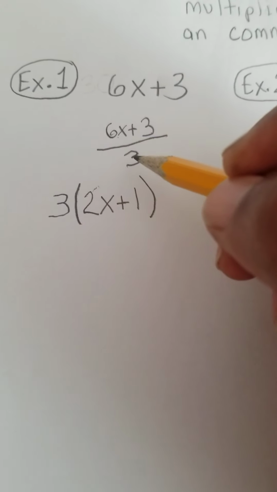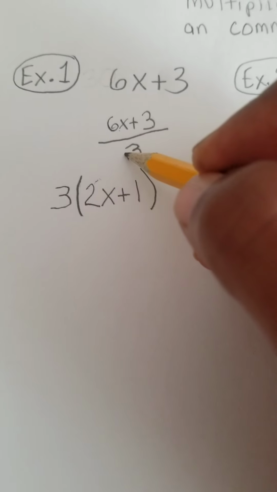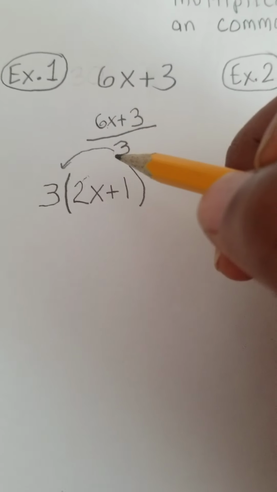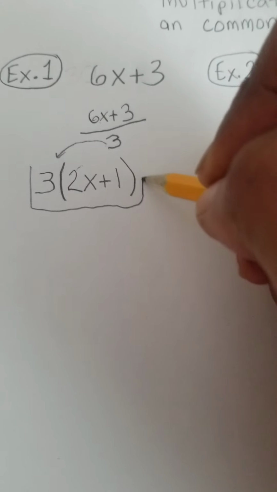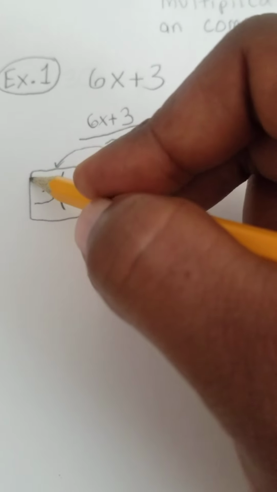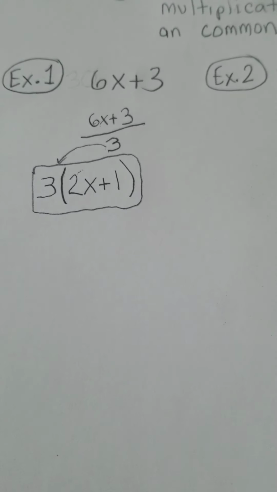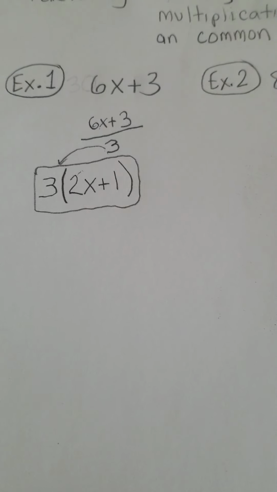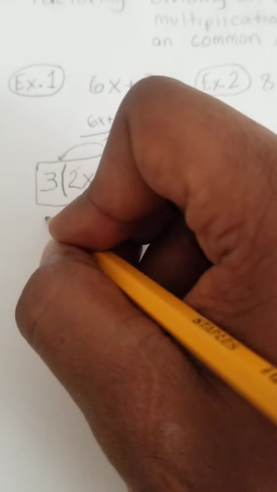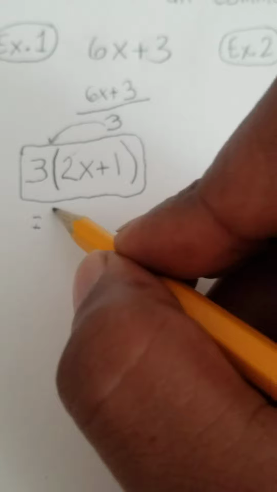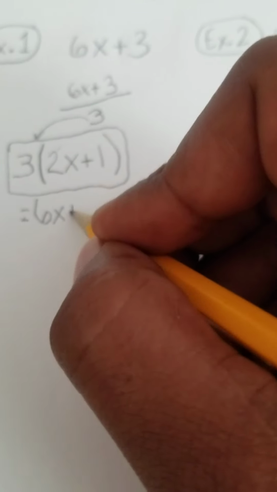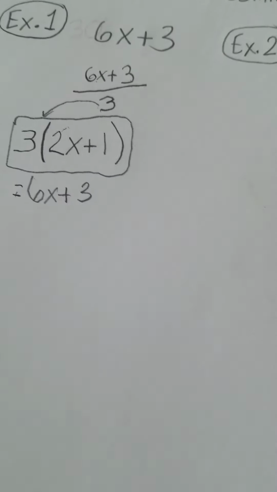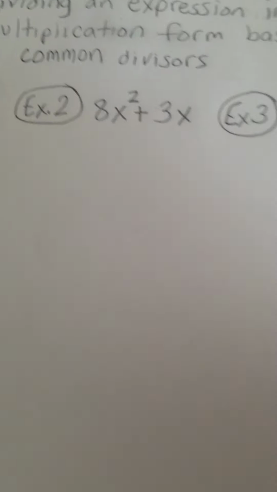So I divided both of those terms by 3, which means I factored 3 out, opposite of distributive property. So there is our factored form. And like I said in the definition, it's a multiplication form because what you see now is 3 times 2x plus 1. And of course, that equals where we started. If you use the distributive property, 3 times 2x is 6x, 3 times 1 is 3. All right, so next example.